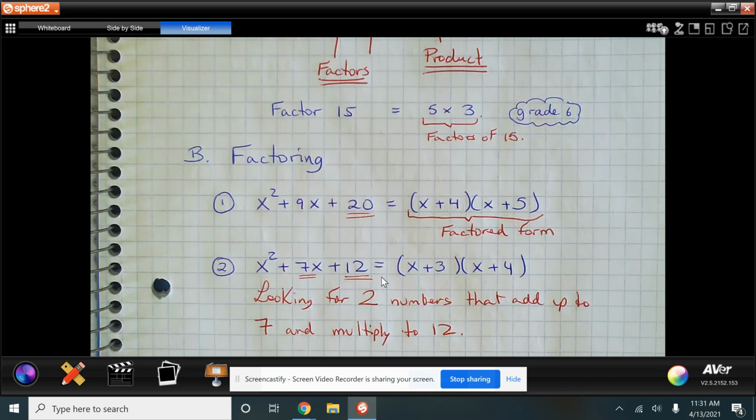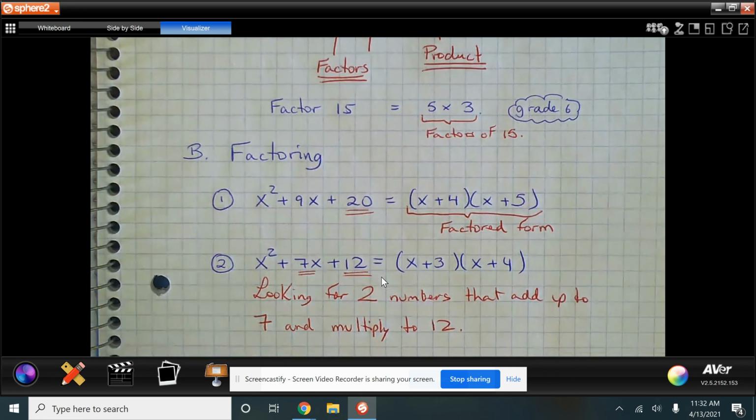Now, the title of this lesson was factoring x squared plus bx plus c. So in general, we call this letter, the 7, the b, and this 12, the c. So it needs to add up to whatever this number is, b, and has to multiply out to whatever this number is, c. So that's our general pattern. So let's see if you get it now.